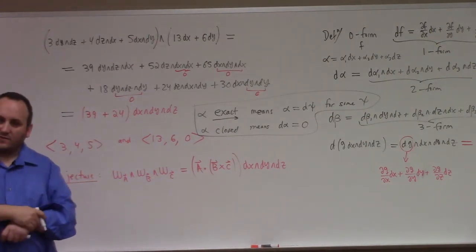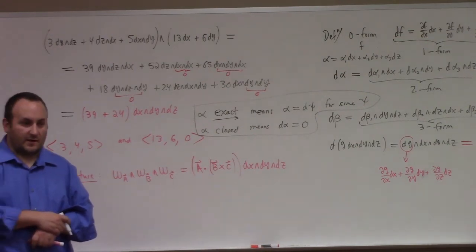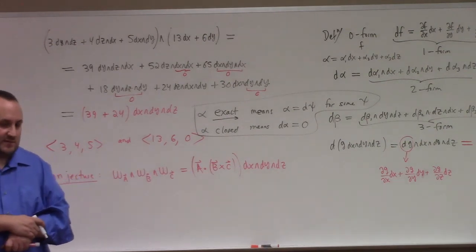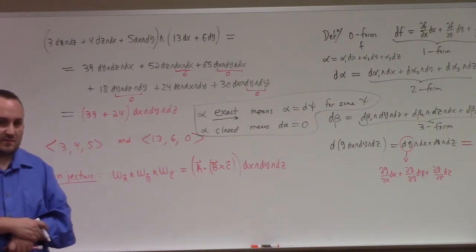So because d squared is 0, exact implies closed. You might wonder, are those interchangeable? Is it true that closed implies exact? And the answer to that question is topological. It depends on the nature of the space.